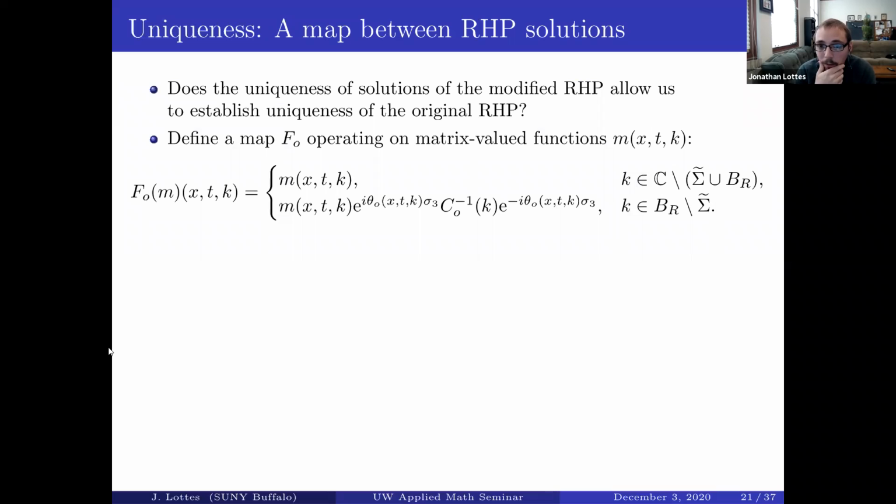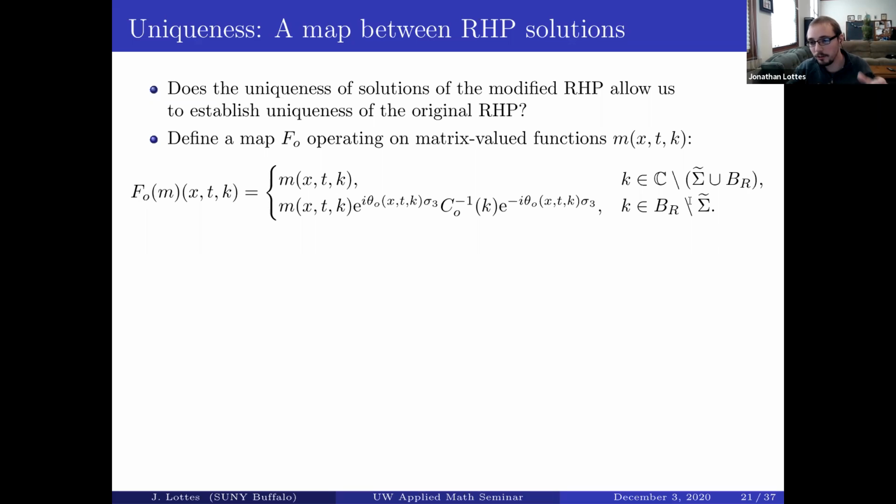And so the reason we went through all this was we're trying to get uniqueness of the original Riemann-Hilbert problem. So one question is, how do we use uniqueness of this modified problem to establish uniqueness for the original? To do that, we're going to define a map F naught. For now, I'll just think about this as operating on any matrix valued function. If I stick in M, then motivated by the construction we did from the direct problem, we'll define F naught of M to be M if I'm outside the ball.